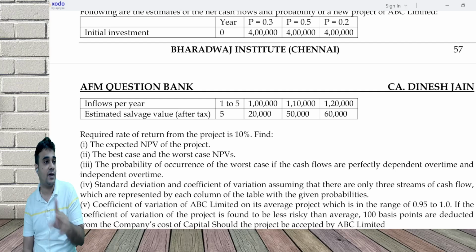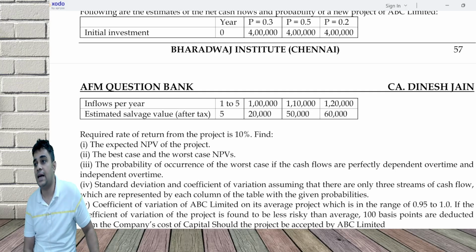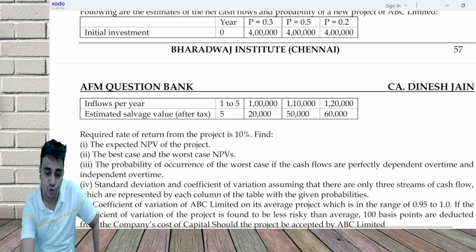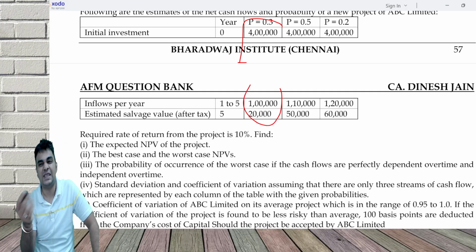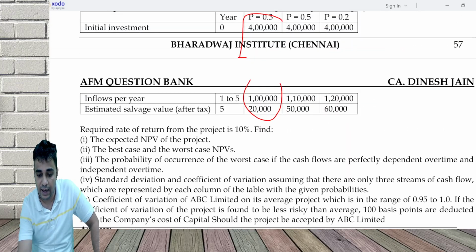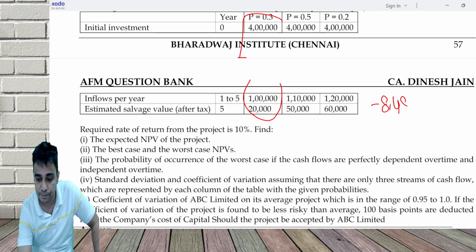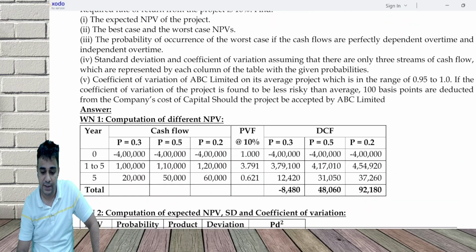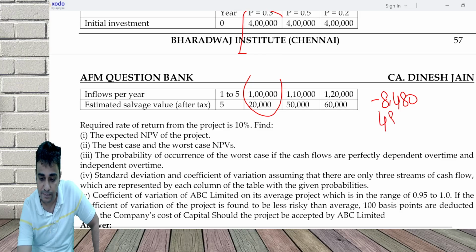But the second one is where the problem is. The problem is best case and worst case NPV. So in this question, I'll first use this and calculate one NPV. Then I'll use the second data, I'll calculate one more NPV. Then I'll use the third data, calculate one more NPV, which is negative 8480. Second NPV is 48,060.